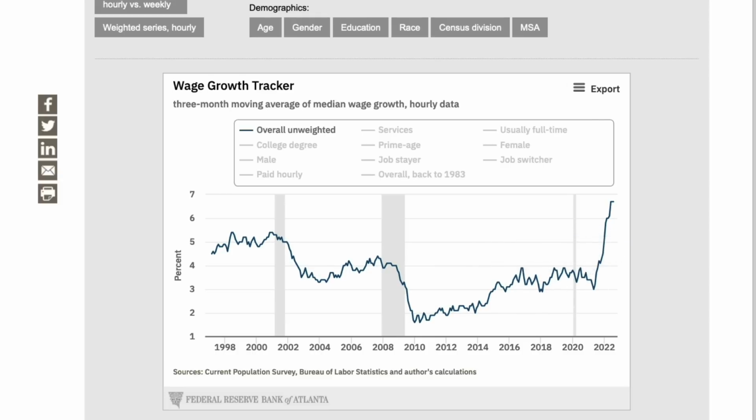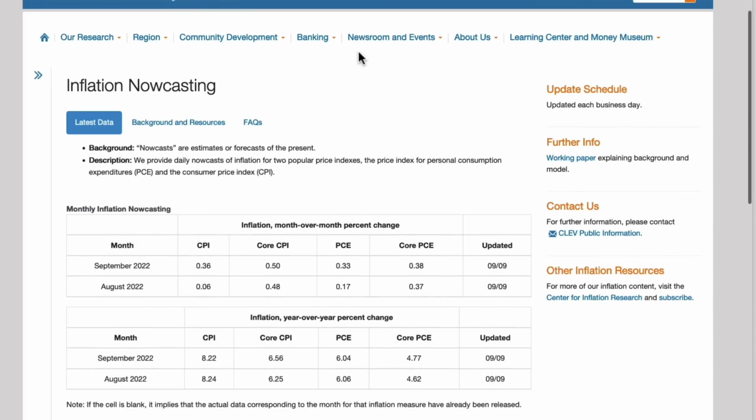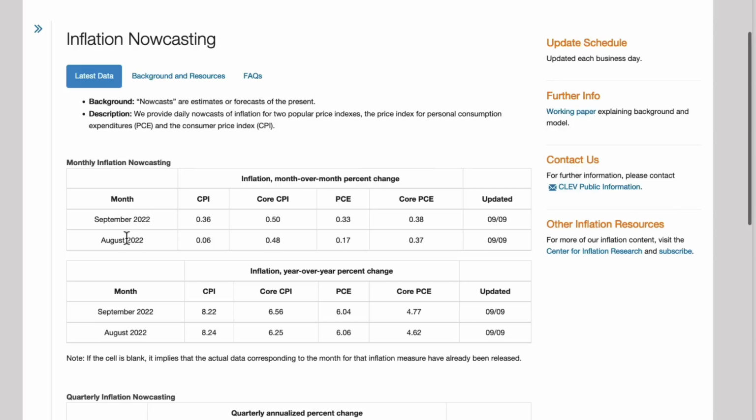Okay, what else do we have? This is interesting. This is a Federal Reserve Bank of Cleveland inflation nowcasting. So there's August, which is the number that we're going to see for CPI, and they have PCE here. So CPI, with their nowcasting technique, which is kind of like GDPNow from the Atlanta Fed. This is coming from the Cleveland Fed.